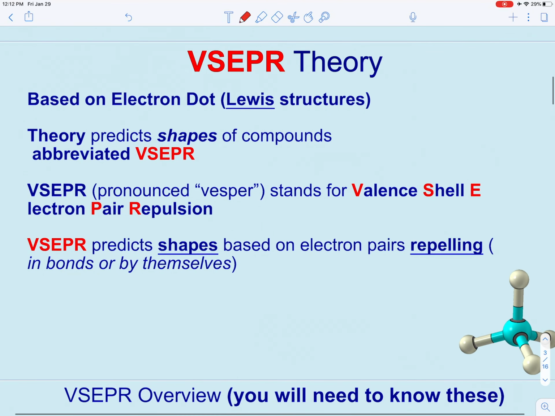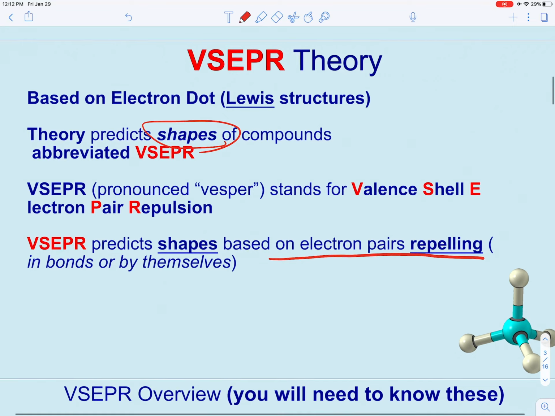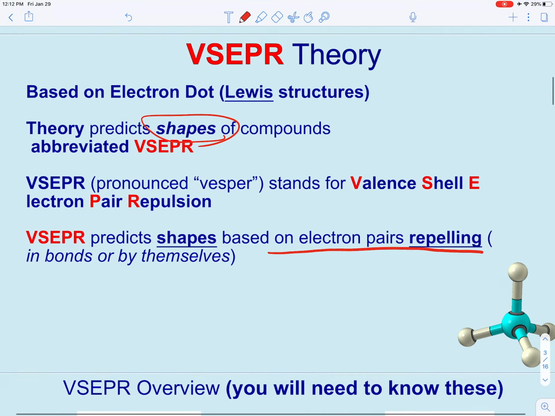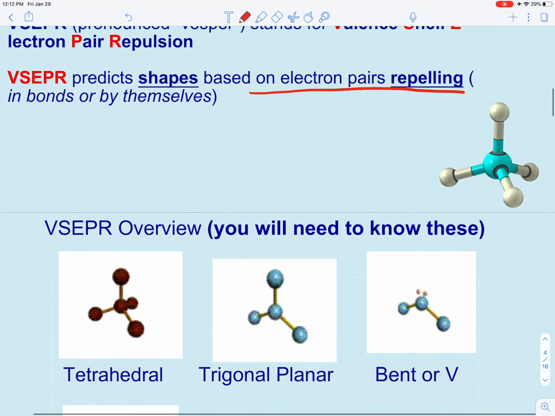So VSEPR theory predicts the shapes of molecules or compounds. We just pronounced it VSEPR, but it's V-S-E-P-R. And again, that depends on electron pair repulsion, right? They're pushing each other away. So we'll get a closer look at what that is exactly. Okay, so with VSEPR theory, we'll be able to predict the shapes of these different Lewis structures we've been drawing.